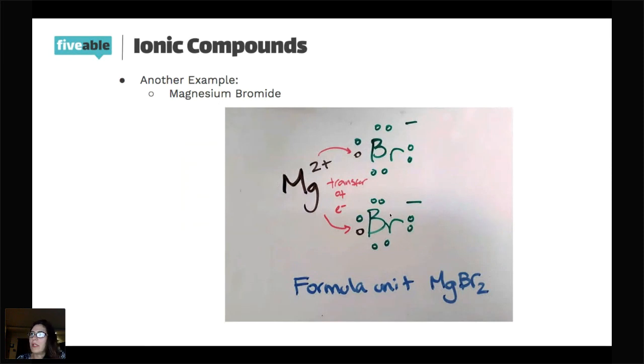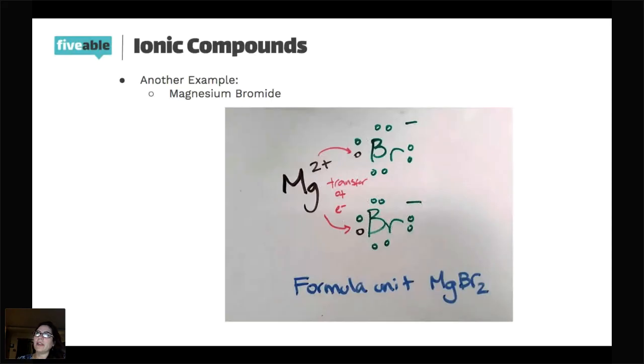combining, having this relationship to each other. So transfer of 2 electrons for magnesium, gaining a 2+ charge. The bromides are accepting these electrons, gaining a negative charge.